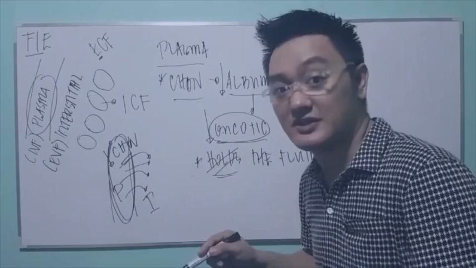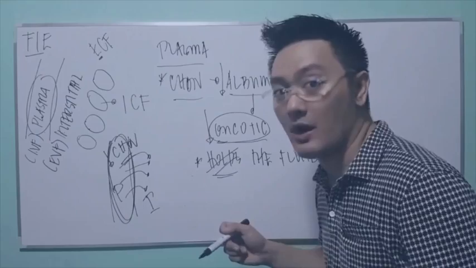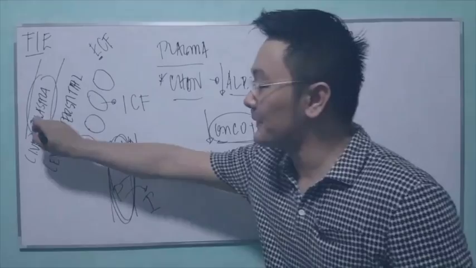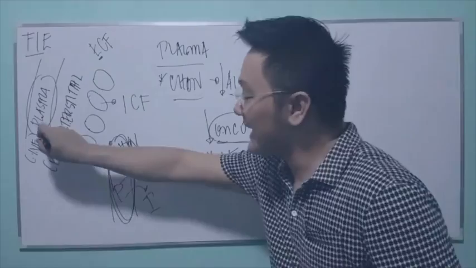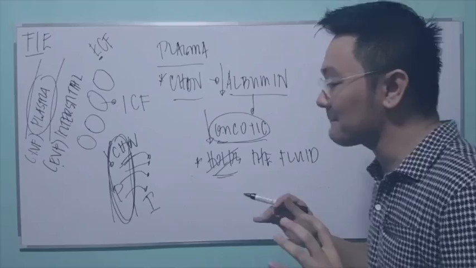The question in your exam: what is the movement of fluid during hypoalbuminemia? Your answer will be plasma to interstitial. Remember, plasma to interstitial, or intravascular to extravascular, or intravascular to interstitial, or plasma to extravascular. They're all the same. Having said that, in hypoalbuminemia, the movement is from plasma to interstitial.